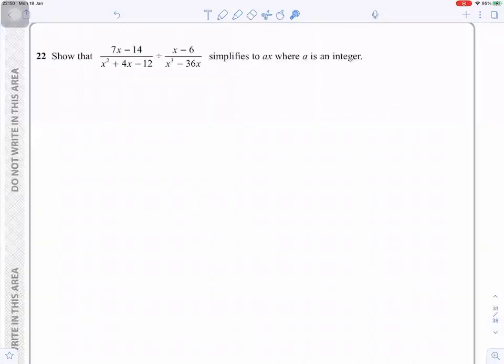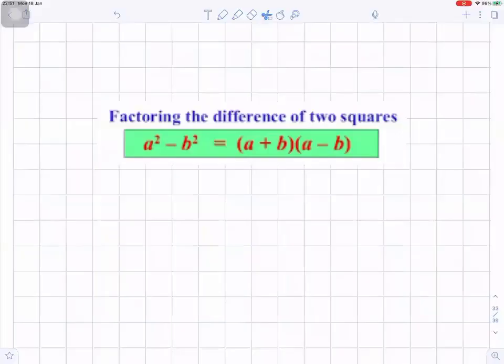Question number 22. Show that 7x minus 14 over x squared plus 4x minus 12 divided by x minus 6 over x cubed minus 36x simplifies to ax, where a is an integer. We're going to use factoring the difference of two squares. So we're going to use the difference of two squares. A squared minus b squared is equal to a plus b, a minus b. So it's important to remember that.